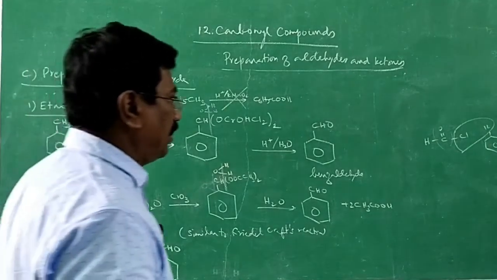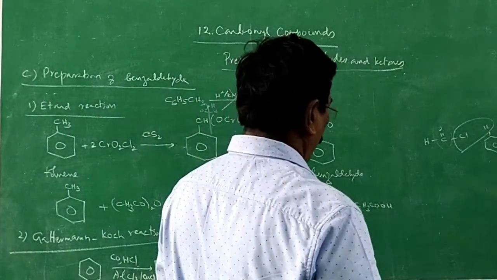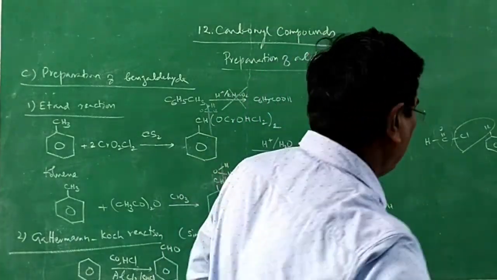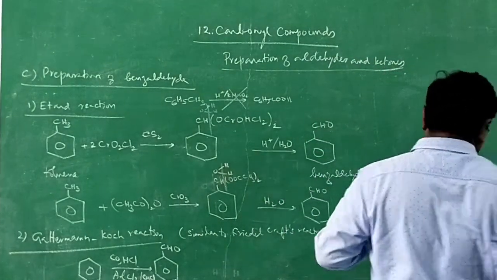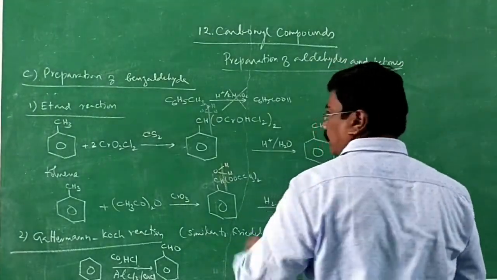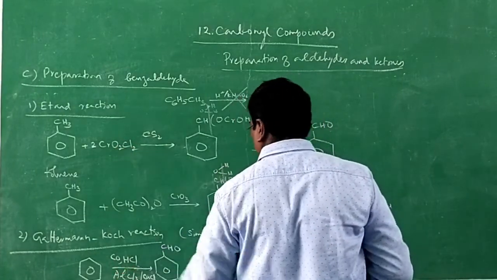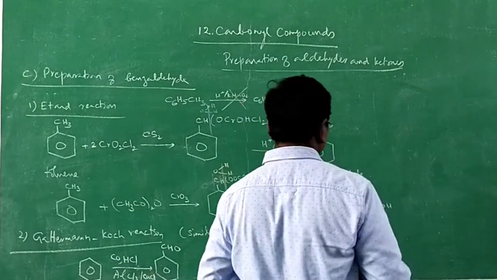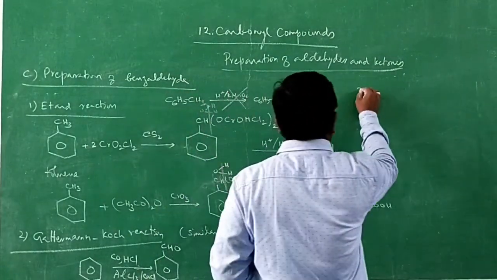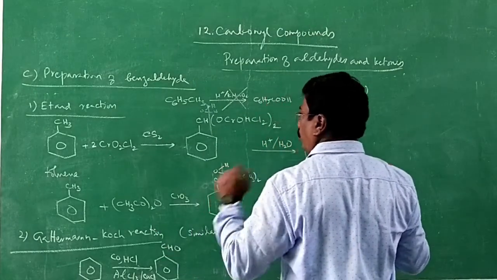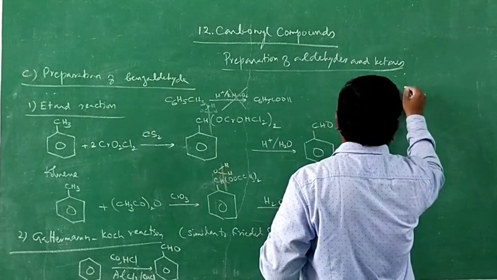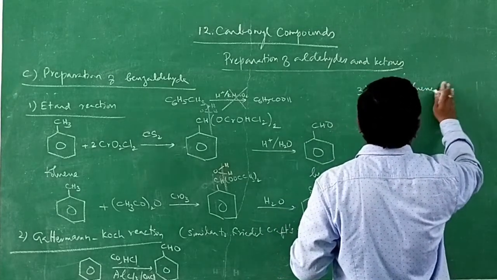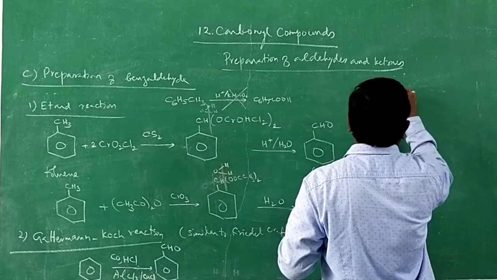And final reaction. First one from toluene, second one from benzene. It is formylation similar to Friedel-Crafts reaction, or a variant of Friedel-Crafts reaction, we can say. Third reaction is from toluene. Of course, it can be considered as manufacture from toluene.